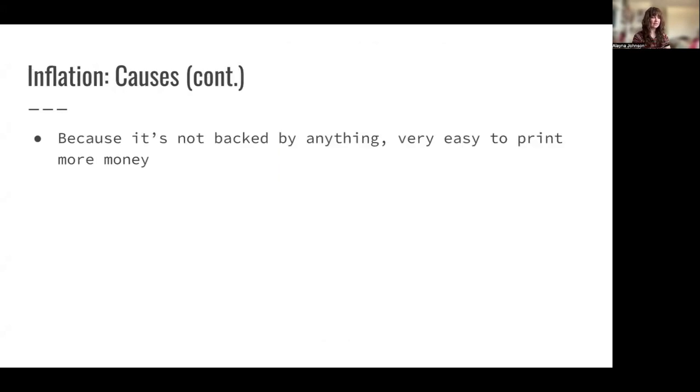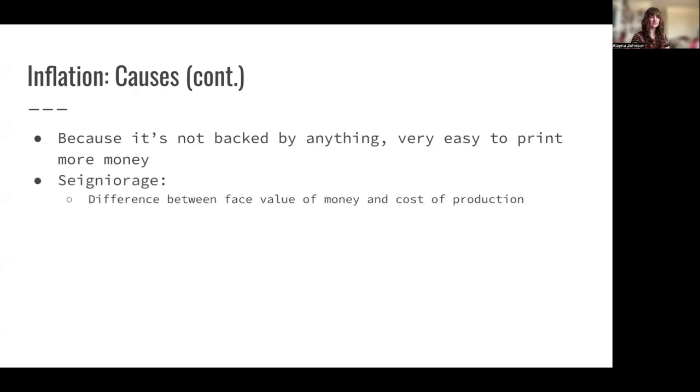So because the money isn't backed by anything, it's extremely easy to print more. And this is encouraged by something called seigniorage. Seigniorage is just the difference between the face value of money and the cost to produce it. So, for example, a $100 bill only costs a few cents to produce. Because of this, the government is able to spend just a few cents to end up with $100, which they can then spend on whatever they want.